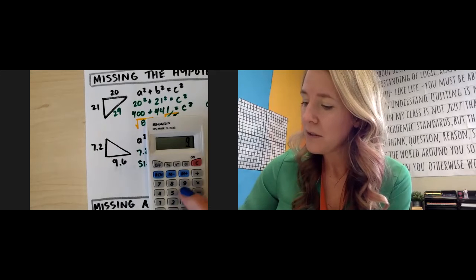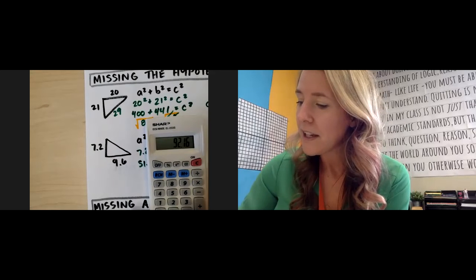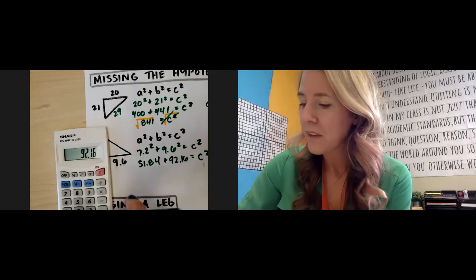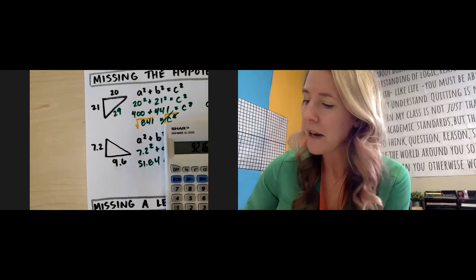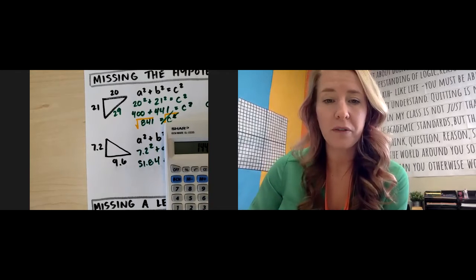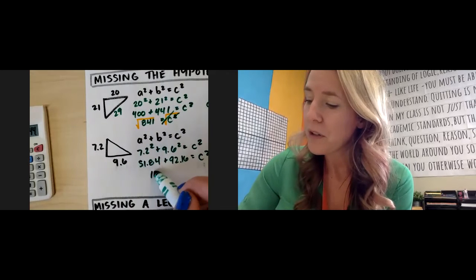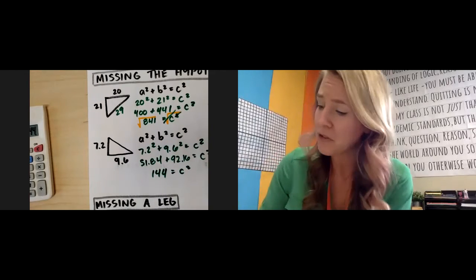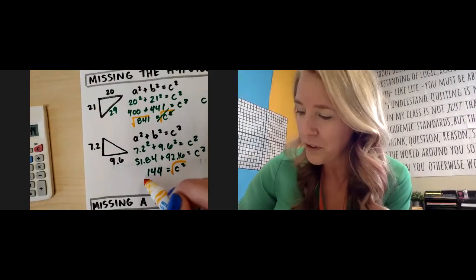9.6 squared is 92.16. And if I keep that on my calculator, I can add it back to the 51.84 pretty quickly and get 144 there. So 144, I recognize that pretty quickly as a perfect square, but I'm a math teacher, so maybe you don't, but hopefully you will.